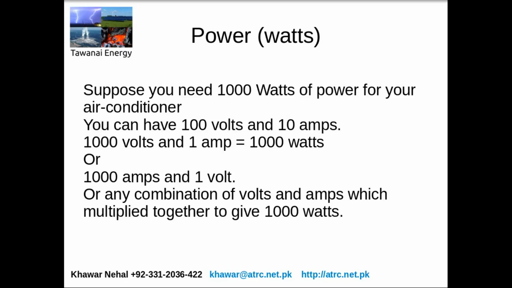Suppose you have an air conditioner. It will say something like it needs 1,000 watts or 2,000 watts. In this case, we'll just assume it's 1,000 watts. So if you've got 100 volts and 10 amps of current, you will end up with 1,000 watts. You could also have 1,000 amps of current through a very thick wire, moving very, very slowly at 1 volt, and you will have the same amount of power going through that wire. Any combination of volts and amps which multiplied together give you 1,000 watts is going to be 1,000 watts.